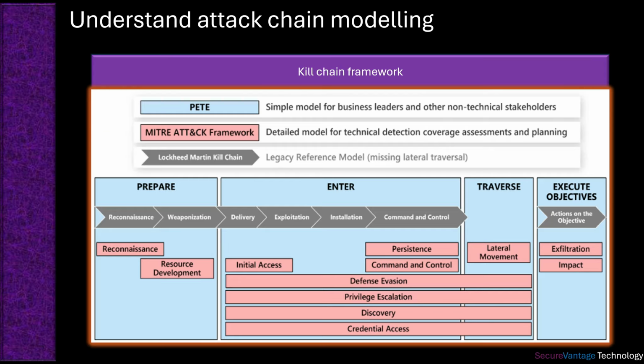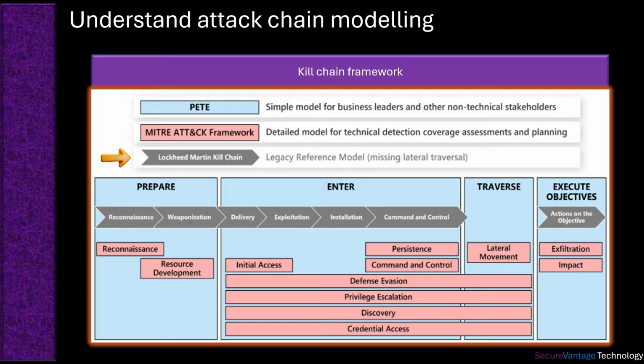Let's unpack few kill chain framework that you need to know. The diagram on the screen shows three different types of kill chain framework that are mostly used and discussed in the industry. PETA is the simple model for business leaders and other non-technical stakeholders. It stands for Prepare, Enter, Traverse, Execute. This kill chain is developed by Microsoft. MITRE ATT&CK framework is the detailed model for technical detection, coverage, assessment, and planning. Many organizations use the MITRE ATT&CK framework today for detailed control planning like threat detection coverage.